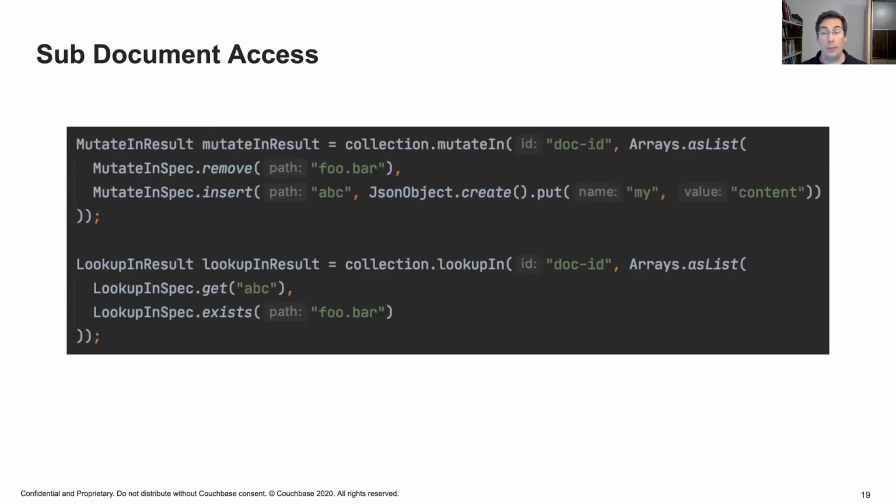And then when we call lookup_in and we provide two lookup_in specs, we do two things. First, we get the content of the ABC location, but then we can also say with exists, does the path exist, right? So the lookup_in result would contain two information snippets for us. The first one is the content of ABC, which is stored, and exists foo.bar will return false because we removed it in the previous operation. And there are many more operations available on mutate_in. Please consult our documentation if you want to learn more.